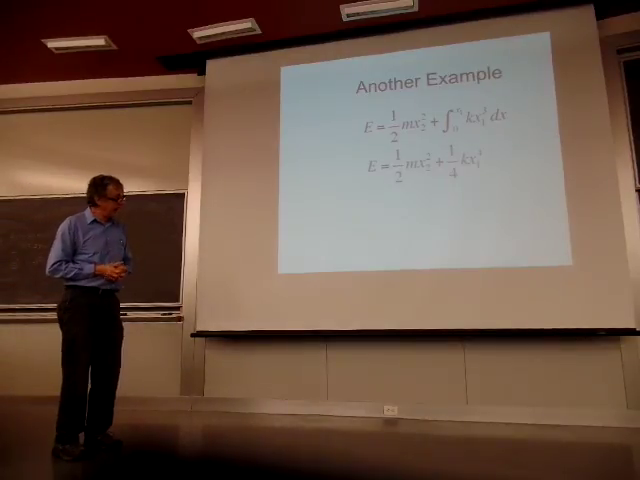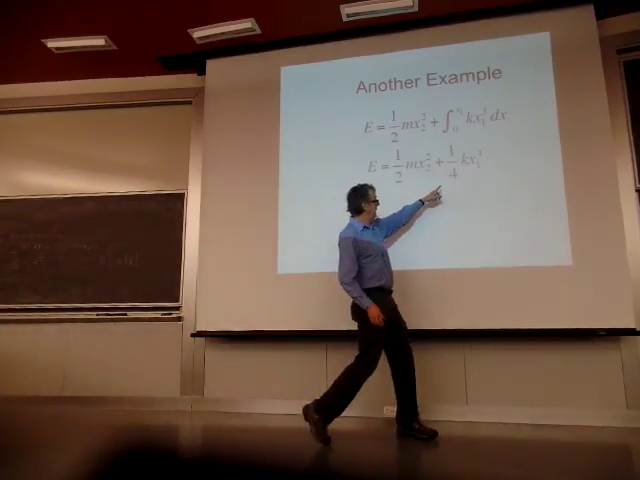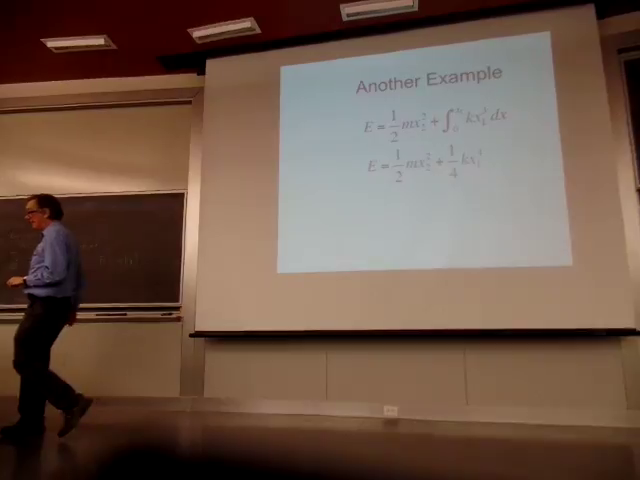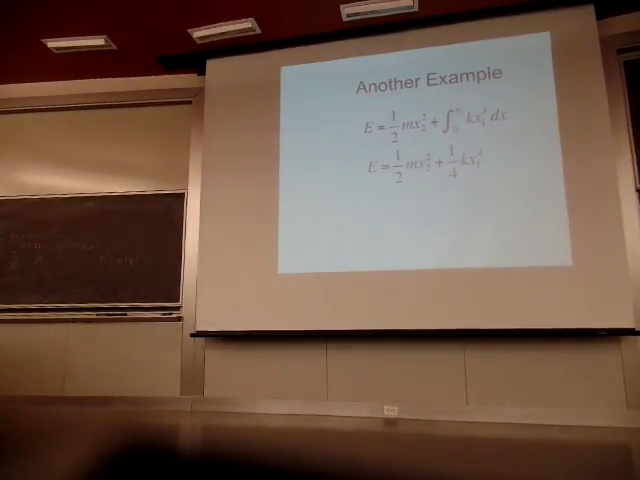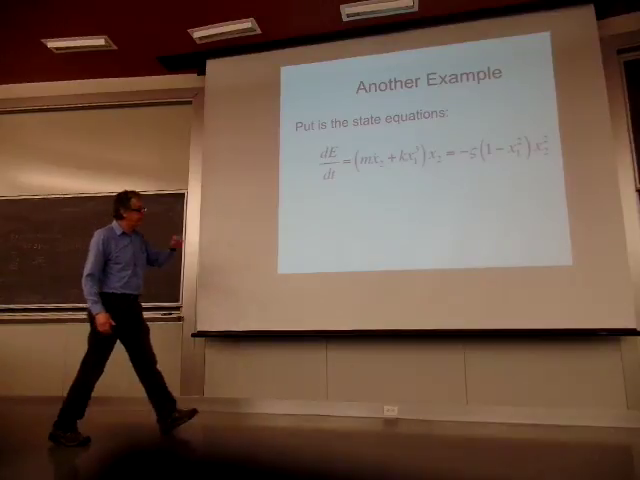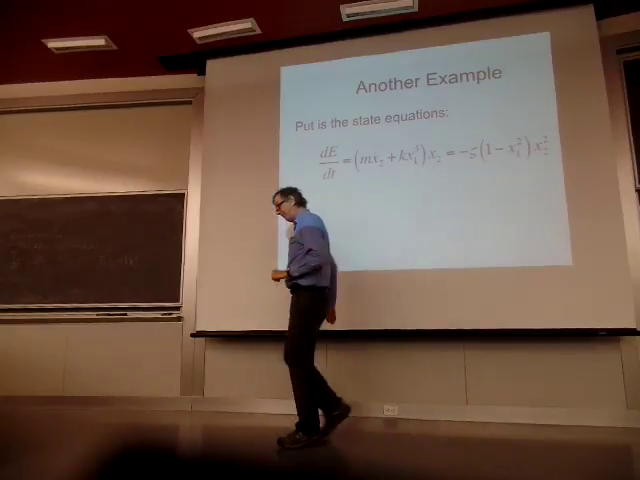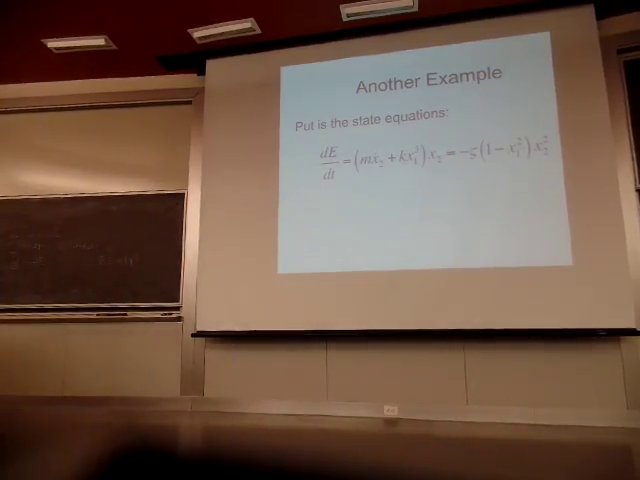All right, so the energy, the kinetic energy, is kind of the same, but this potential energy is 1/4 K x1 to the 4th power. Take the derivative of that. Same thing, but I can then put in the state equations for x1 dot and x2 dot. Put those in, you get this. So this is for x2 dot, for x1 dot. And it's stable if this energy decreases.